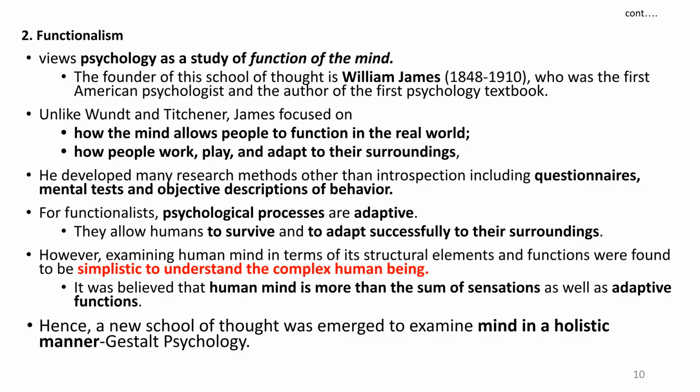However, this approach was found to be too simplistic for dealing with the environment, leading to functionalism. Functionalism, founded by William James, viewed psychology as the study of the function of the mind. It focused on how the mind allows people to function, work, play, and adapt. Functionalists considered psychological processes to be adaptive and developed broader research methods beyond introspection. However, it was still considered simplistic to understand the complex human being, paving the way for Gestalt psychology.